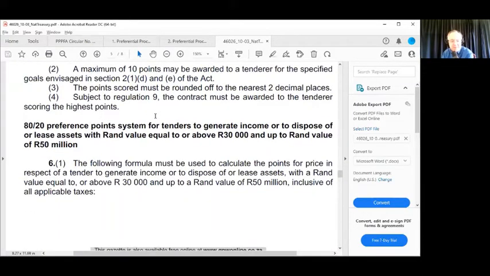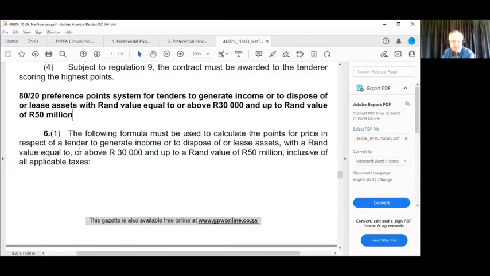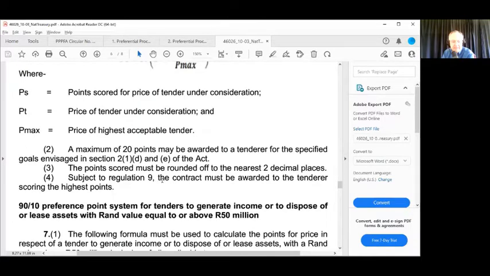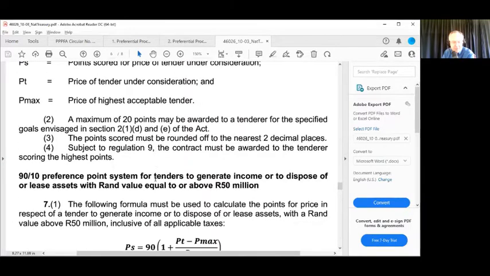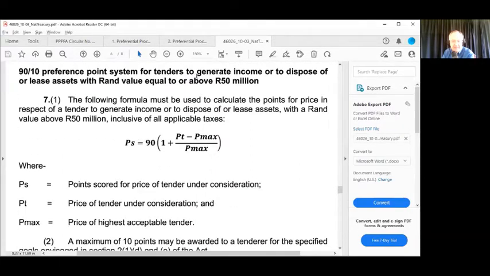And then they have brought in something we don't have in the current regulations: tenders to generate income or to dispose of or lease assets with a rand value equal to 30,000 up to a rand value of 50 million. They've described that and given the formula. This is what is termed the reverse formula. You'll see there's a plus sign here. Again, it must be awarded to the tenderer who scores the highest points, and they've got the same for the 90-10.